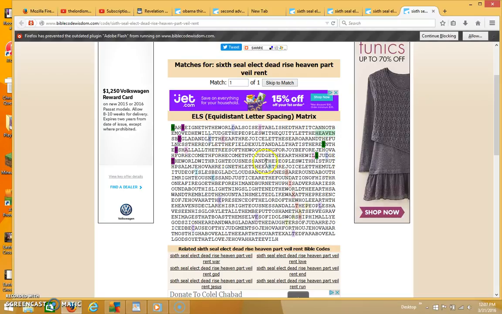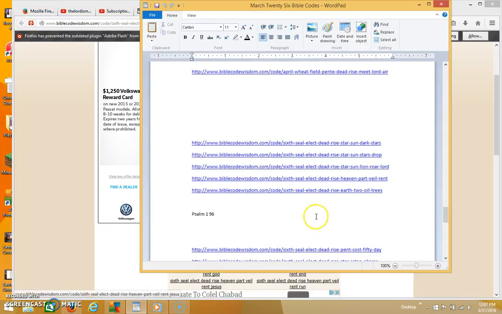Okay, and then we had the word rise here in the blue, the letters R, I, S, E. So rise shares with sixth. Okay, and then we have part. The heavens are going to part at the sixth seal. So part crosses right through the word sixth. And then you have elect here in the lavender. So I'll just go on to the next one.